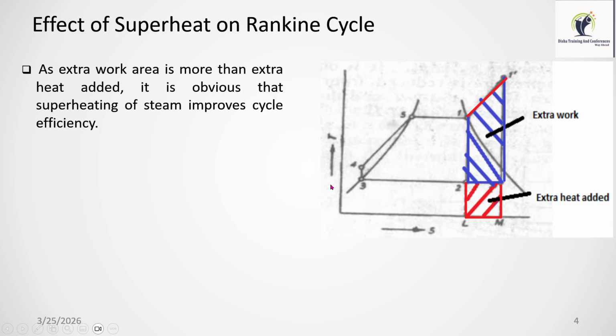Now first we'll discuss the efficiency increase by increasing the superheat. Suppose earlier it was up to saturated steam, but we are increasing it from 1 to 1 dash, that is superheated steam, and expanding in the turbine. So we are getting this much extra work, but we are also rejecting this much heat in the condenser. But as the additional work done is more than the heat rejection, the thermal efficiency of the turbine system will increase.